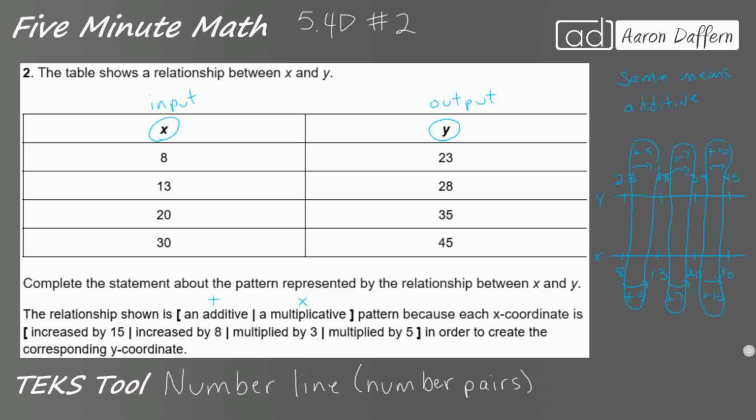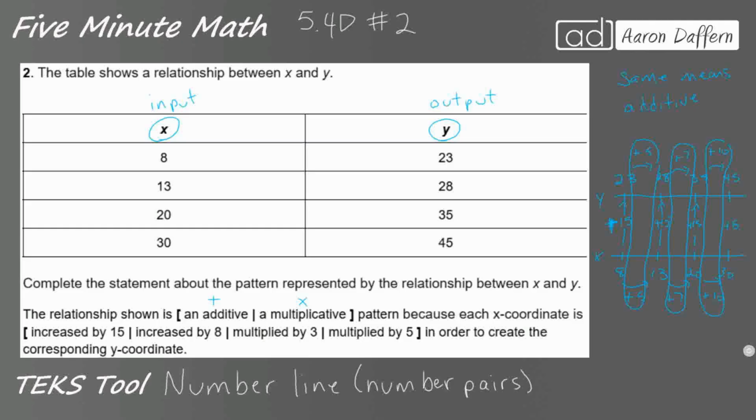So now we need to look at 8 to 23. If we start at 8 and we move up to 23, how do we get there? Well, we need to add. Let's make that an add. And that's 15. So then we could do the same thing here. It should be the same to get from 13 to 28. Yes, we're going to add 15. To get from 20 to 30, yep, we're going to add 15. And then we're doing the same thing here.